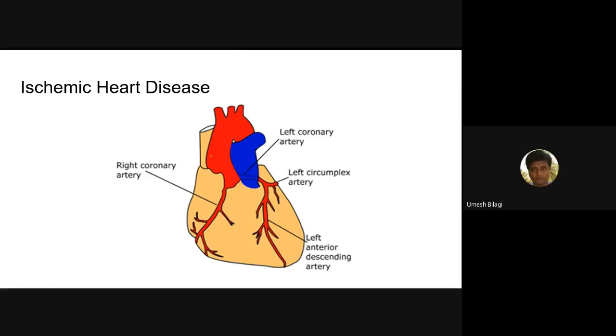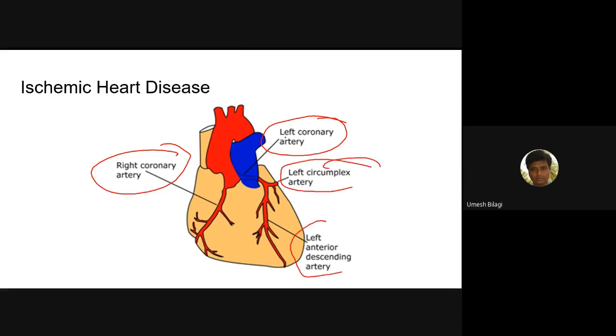This is the aorta. You can see these two vessels, one vessel coming here and one more coming like this. These two vessels are called coronary vessels. This is the right coronary artery and this is the left coronary artery. The left coronary artery divides into the left circumflex artery and the left anterior descending artery.